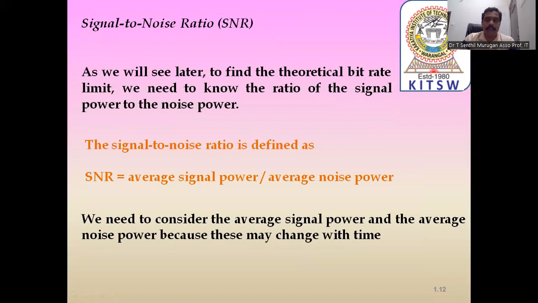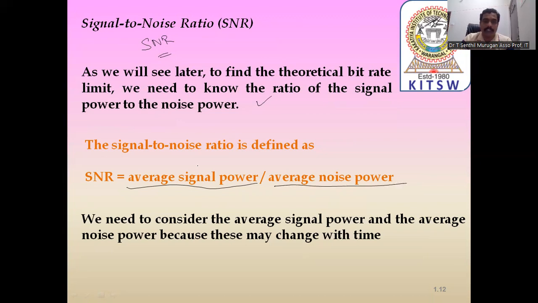So now we are going to discuss signal to noise ratio, SNR. You should remember this, as it will be useful for you. We know the bit rate, and we know the ratio of the signal's power to noise. What is SNR? SNR means average signal power divided by average noise power.